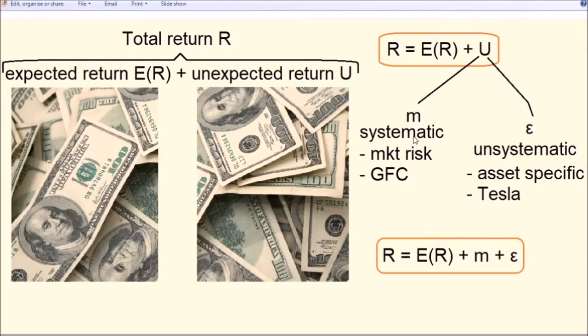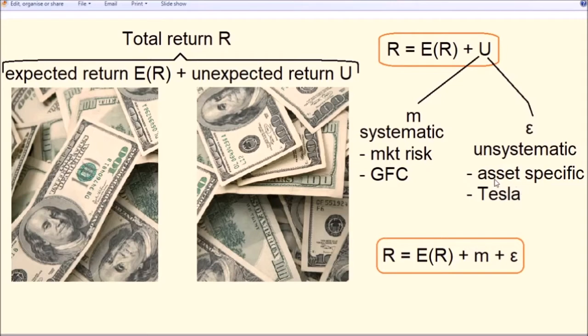Systematic risk is the sort of risk that affects the whole market, such as, for example, the global financial crisis. During the global financial crisis of 2008-2009, the whole stock market went down regardless of whether investors were in tech companies or in retail businesses, in transportation businesses or in real estate businesses. Everything generally went down, and that is a really good example of systematic risk.